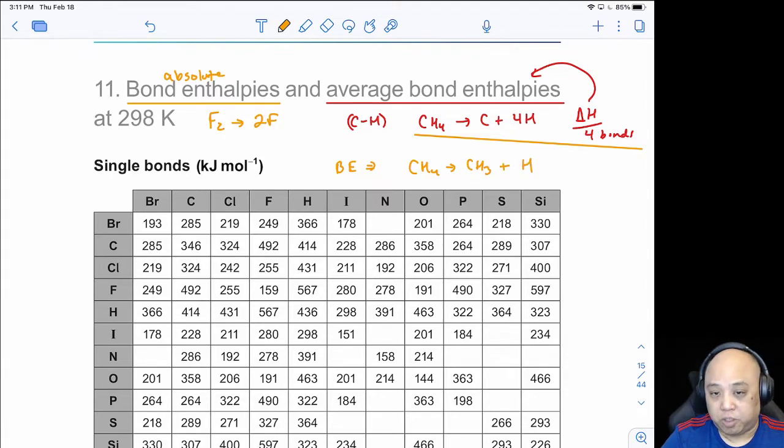Because the bond enthalpy is only breaking one bond. So this value here really relates to what this is, assuming that you're saying you're breaking one C-H bond and you're leaving the rest of the molecule together. So when you take the delta H of the red and divide by 4, that's what that equation is saying. So there's a difference between the red and the orange here.